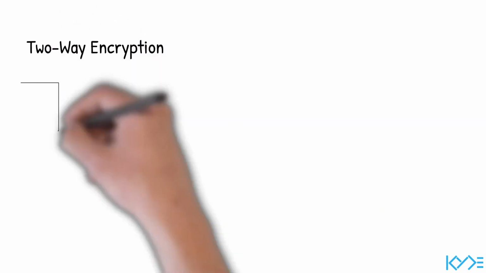Encryption is when we take a document or some kind of information that we can easily read and jumble it up in some way to make it completely illegible. That's exactly what we're going to be doing here. And the first type of encryption we're going to talk about is called two-way encryption.